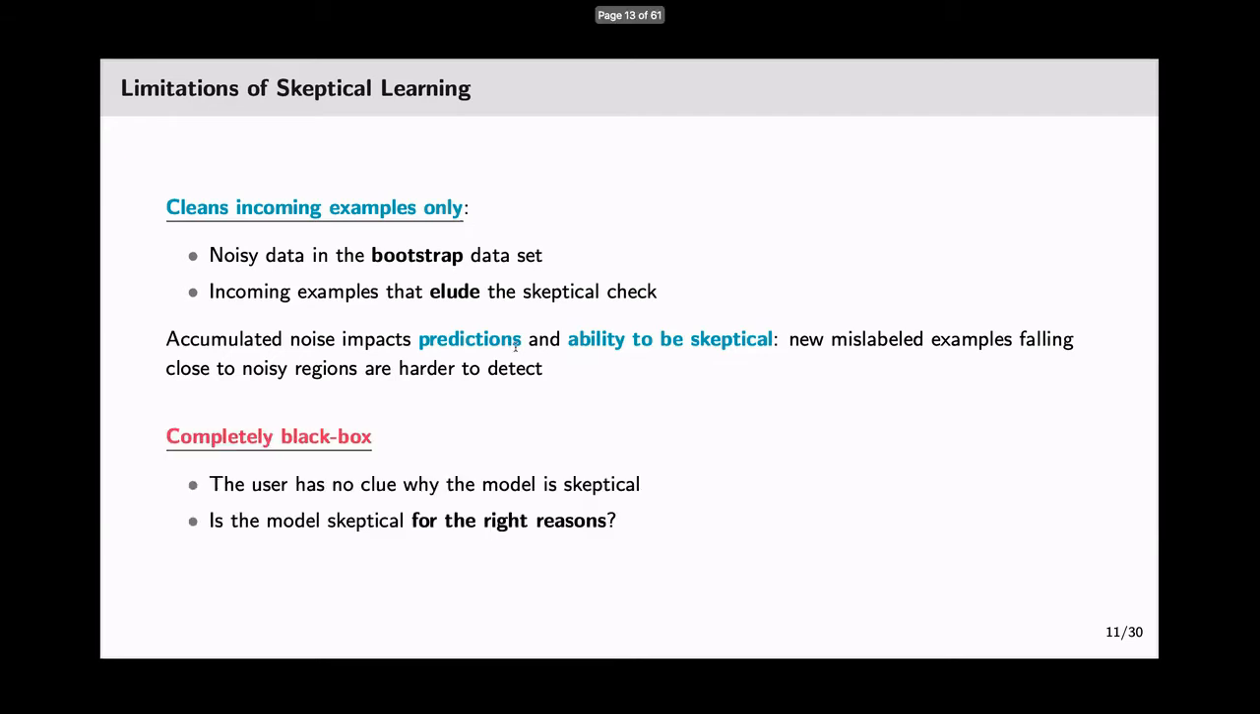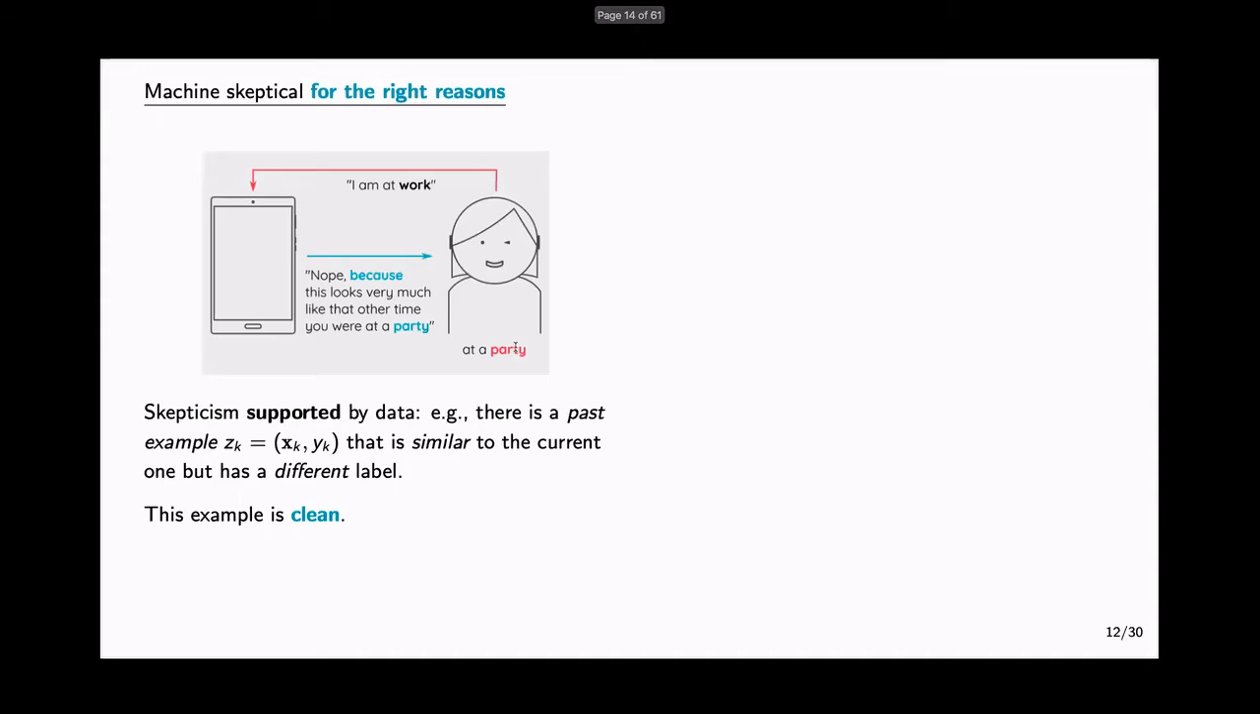Okay. Another problem is that this solution is completely black box. It means that the user doesn't know why the machine is skeptical, why the machine is contradicting the user. So there's no way to know if the model is skeptical for the right reason. Let me make an example.